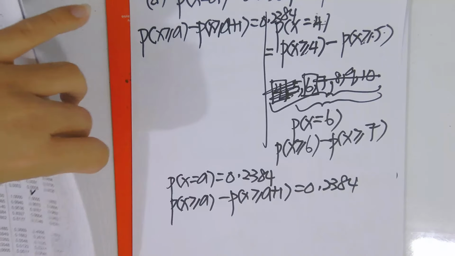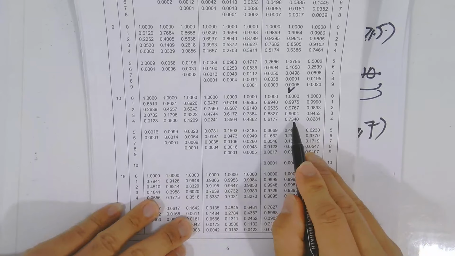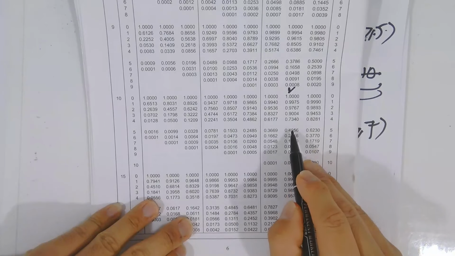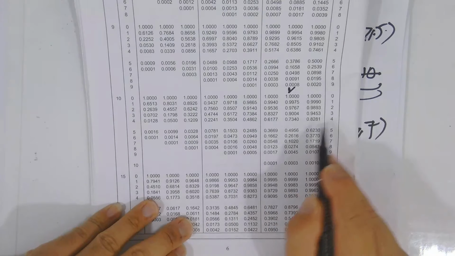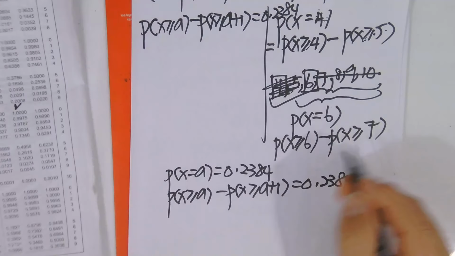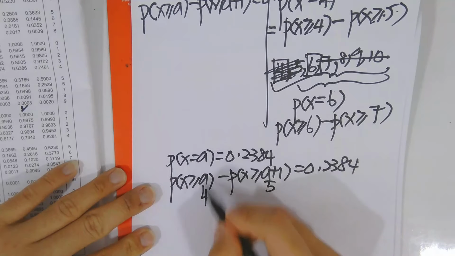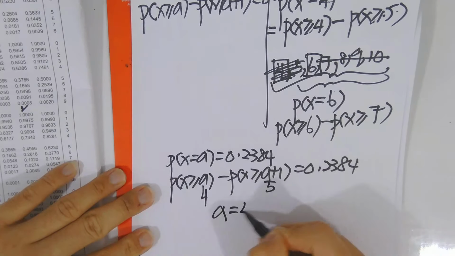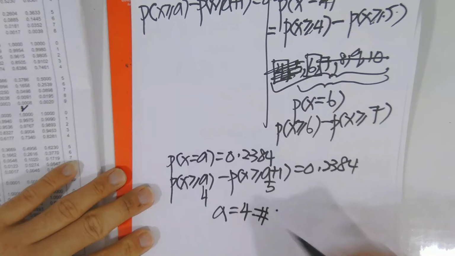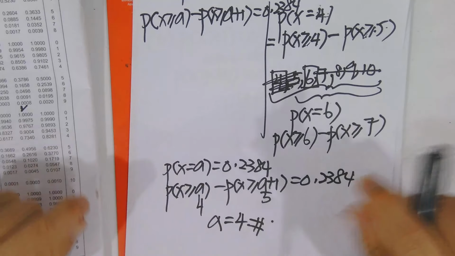So what is the value corresponding to this? Just now you see, I got the value of 0.7340 minus this, right? This corresponds to 4, and this corresponds to 5. So I know that this value will be 4 and this value will be 5. So clearly you can see that the value of a here will be 4. As simple as that. Okay, that's all for this video. I hope you understand.